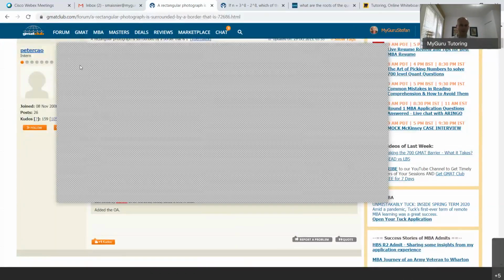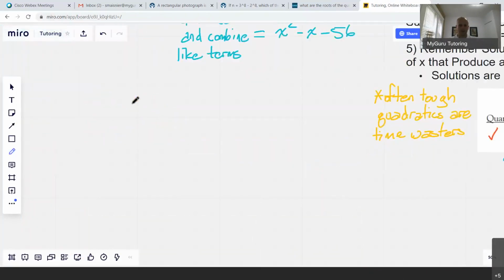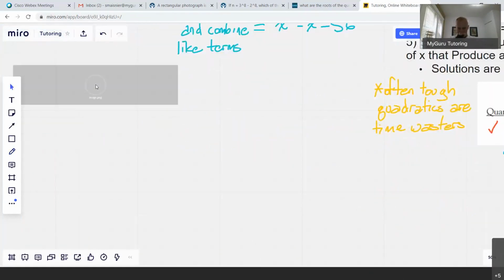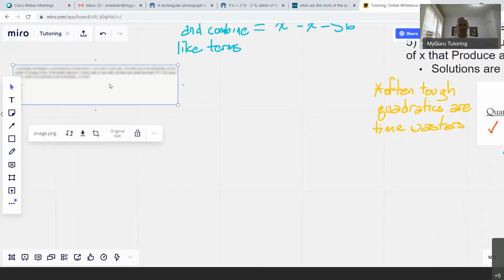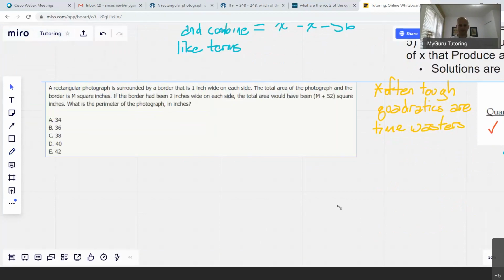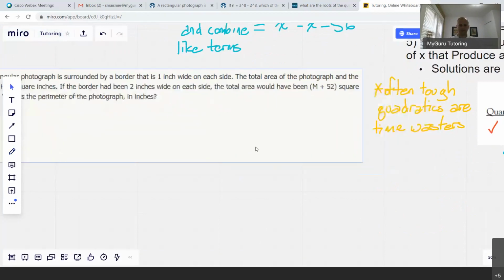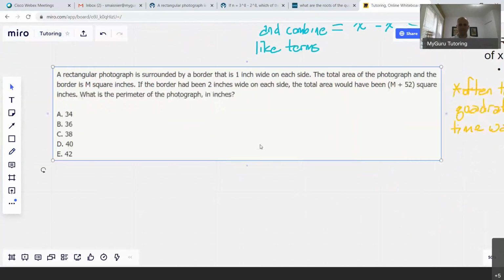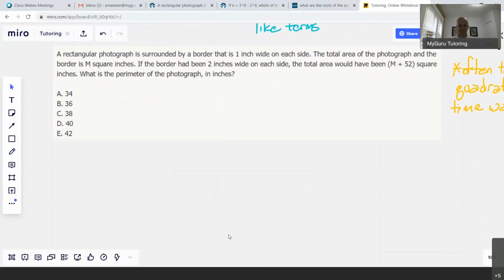Because very rarely are they actually, on either of these exams, going to just give you a quadratic equation to factor and say, have at it. It's more usually a heavy way that they will introduce the quadratic equation. So if we look at a problem such as this.